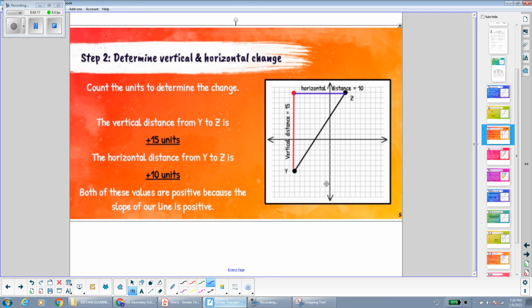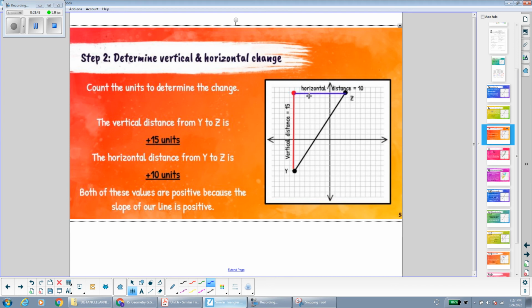So in this example, with the endpoints that they gave us for Y and Z of this line segment, if I count up, there are 15 boxes. So our vertical change, or our change in Y, because vertically is the Y coordinates, is 15. And if we count side to side, there are 10 boxes, 10 units. So our horizontal change, which we also call our change in X, because left and right is our X coordinates, is 10.